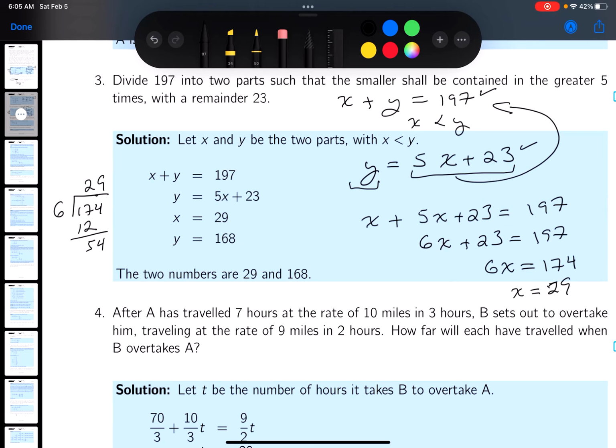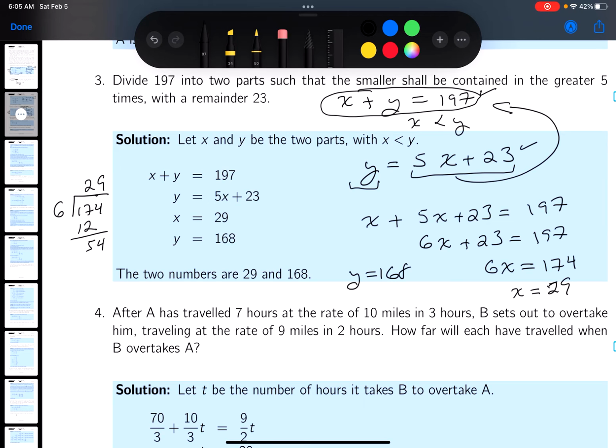Then someone says, how do you get the y? Plug it in anywhere you like. I would probably plug it in here, and the reason is that it looks pretty easy. x is 29, so you take 29 from 197, and that would be 168. So y is 168.